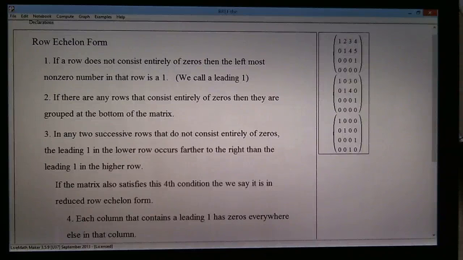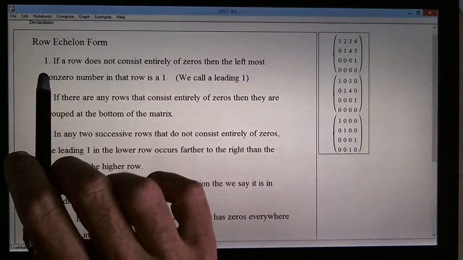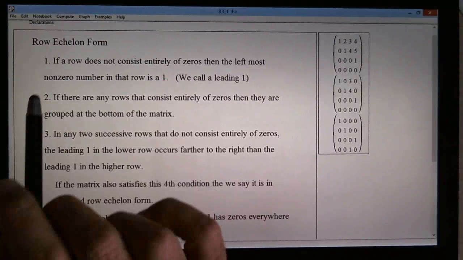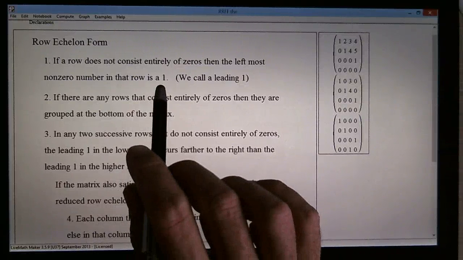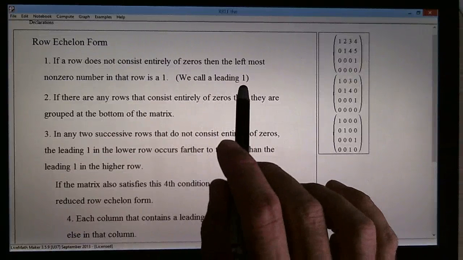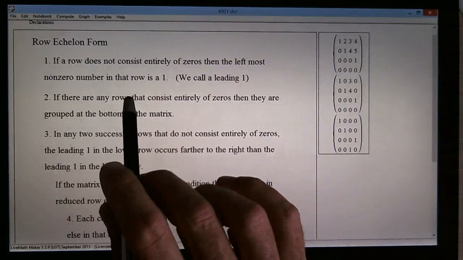A definition. You might recall I'm kind of keen on definitions in this class. So anyway, here's what row echelon form is. A matrix is said to be in row echelon form if, one, well, there's three things. First of all, if a row does not consist entirely of zeros, then the leftmost non-zero number in that row is a 1. We call this a leading one. So this is like two definitions in one. We're defining what a leading one is, and partially defining what row echelon form is.